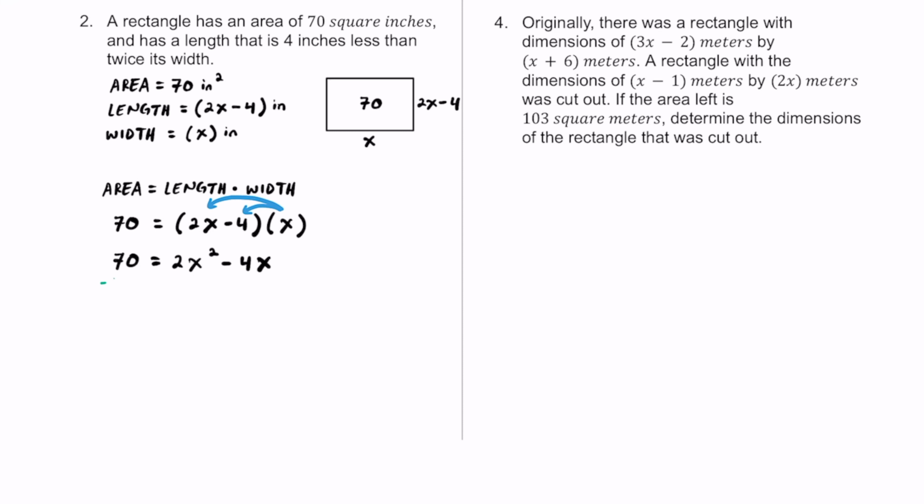Next, let's go ahead and put it in standard form by subtracting 70 from both sides. So we can go ahead and set this whole thing equal to 0. And so when we do that, we're going to get 0 on the left side. That's equal to 2x squared minus 4x minus 70.